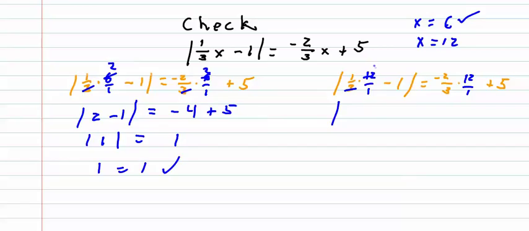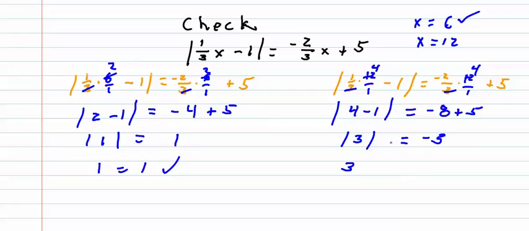Now we'll do this side. 3 goes into 12, 4. So I get 4 minus 1, absolute value of 3 is 3, equals 3 goes into 12 4 times. Negative 8 plus 5 is negative 3. Absolute value cannot be negative. 3 is not equal to negative 3. So 12 is a bad answer.